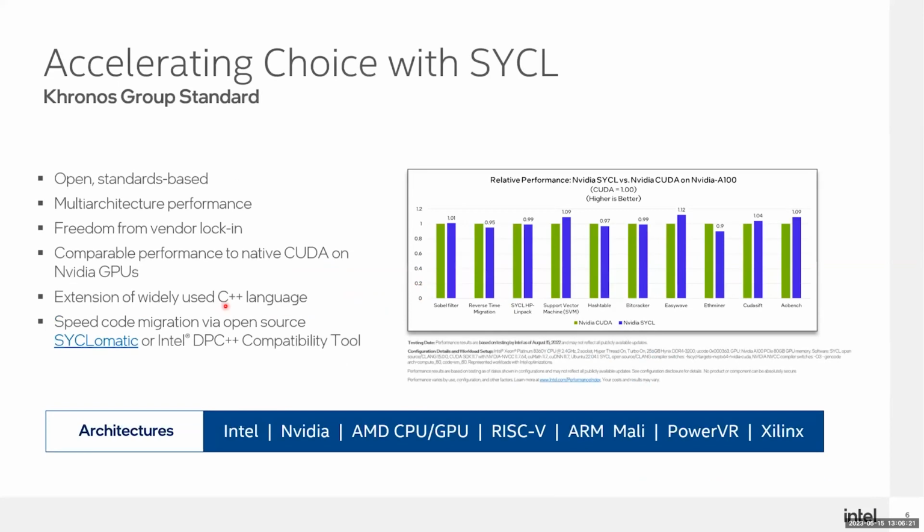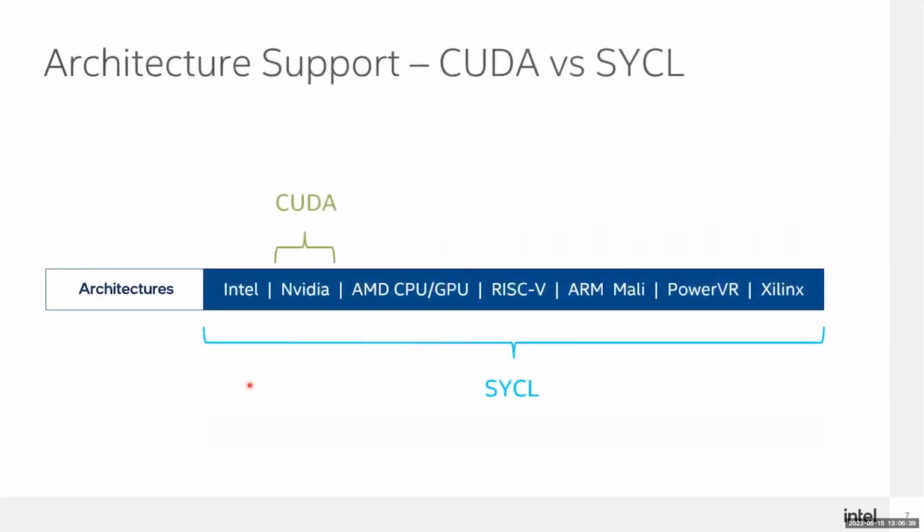So if you look at what is SYCL, we looked at this slide. It's mainly open standard, multi-architecture. It gives you freedom from vendor lock-in. It's comparable performance to native CUDA on NVIDIA GPUs. It's an extension of the widely used C++ standard. And then we have tools that will help you to migrate, right?